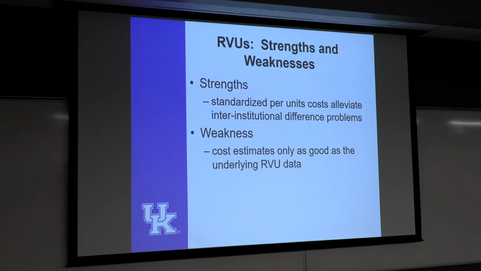The advantage is it's standardized. The weakness is it's only as good as the underlying RVU data. So at one point, CMS decided we want to encourage primary care and not give as much to surgery, kind of ignoring the underlying science under the RVUs. And so you have these adjustments that really don't have a lot to do with cost. But still, no perfect answer. This is what we use.